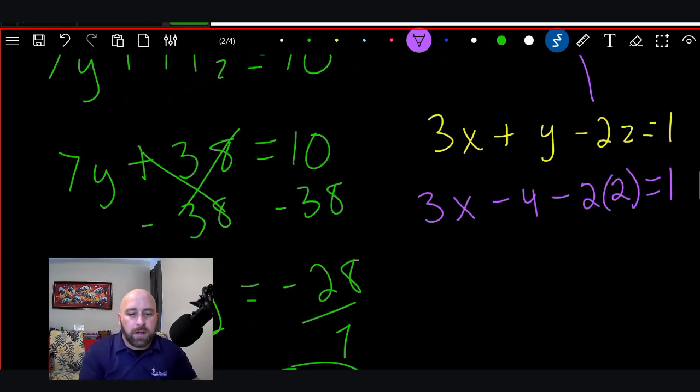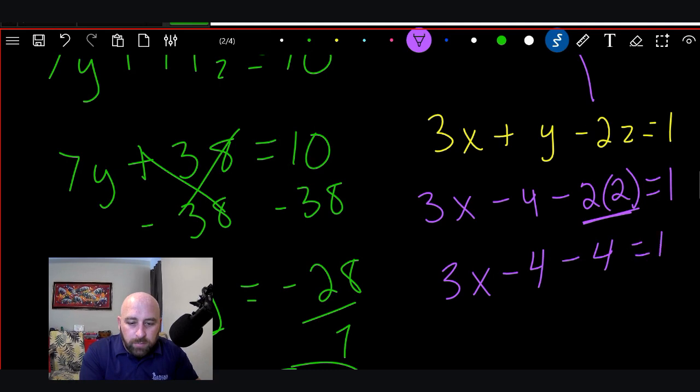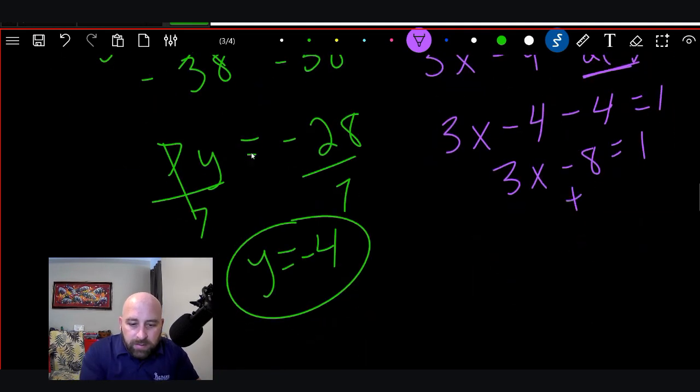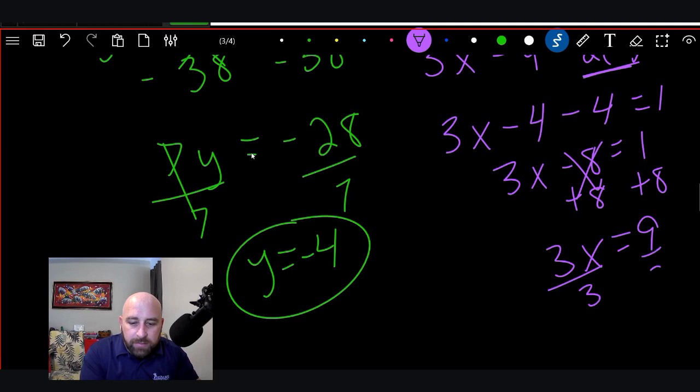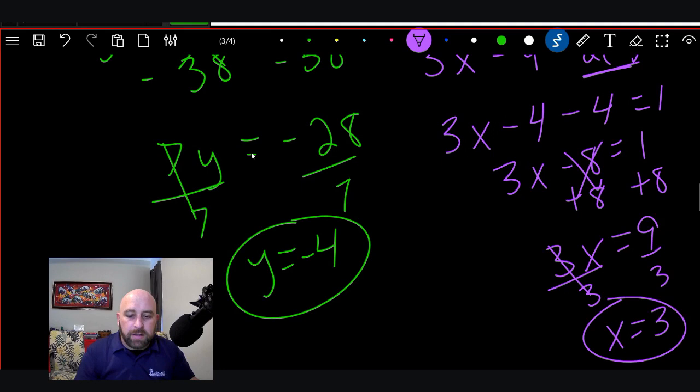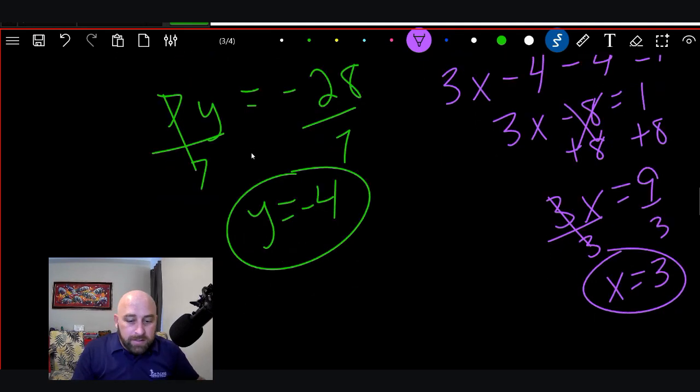All right, so there we go. Now let's just go ahead and solve that right there. So we'll get 3x minus 4 minus 4 equals 1. Minus 4 minus 4, 3x minus 8 equals 1. Take the 8 over to the other side by adding 8 to both sides. 3x equals 9. Divide by 3 and divide by 3. We're going to get x equals 3. Woo, there it is. We got it.